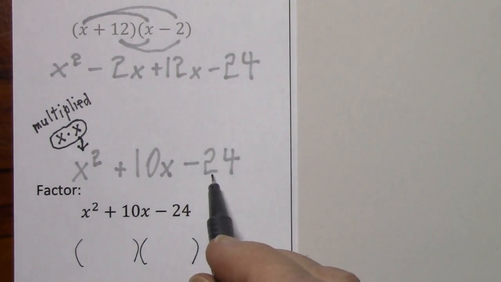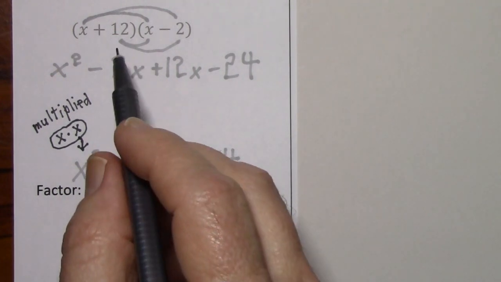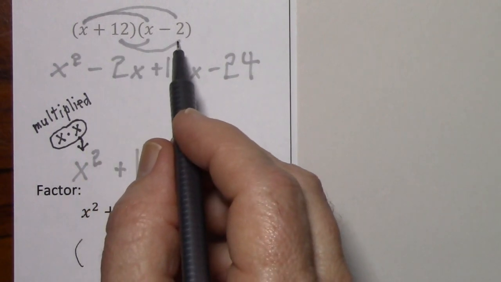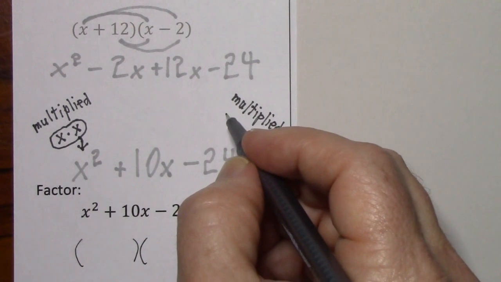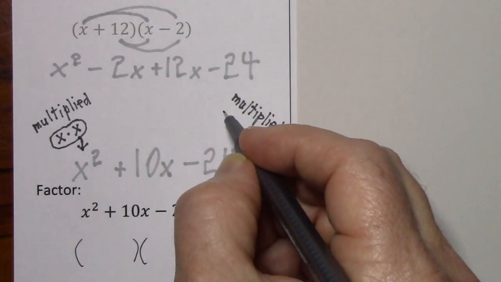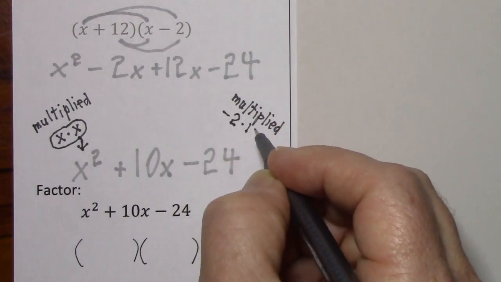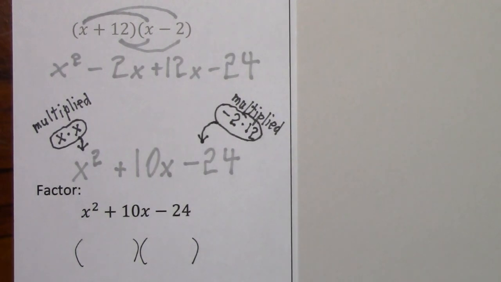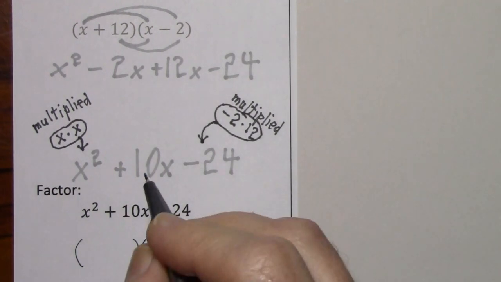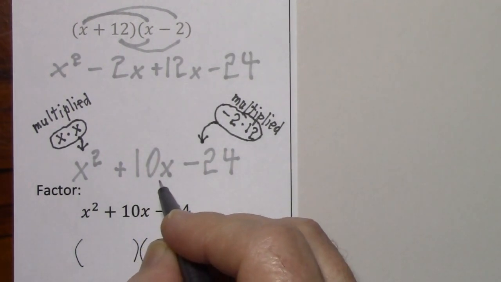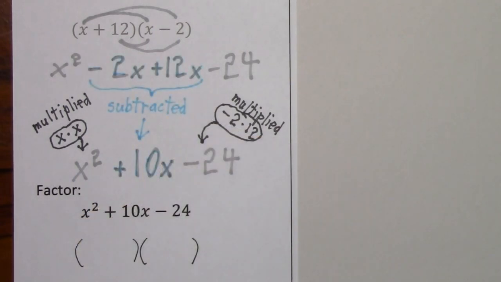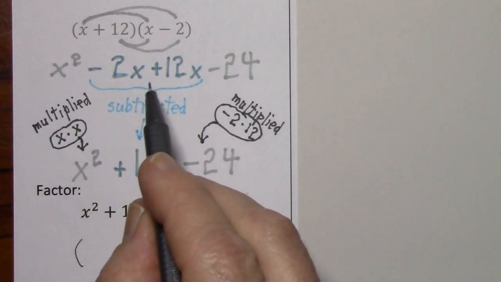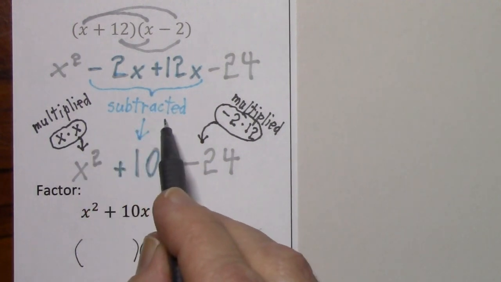How do we get this negative 24? We multiplied positive 12 times negative 2. I'm going to write negative 2 times 12. And how did we get our positive 10x? We subtracted. If the signs had been the same, we would have added.